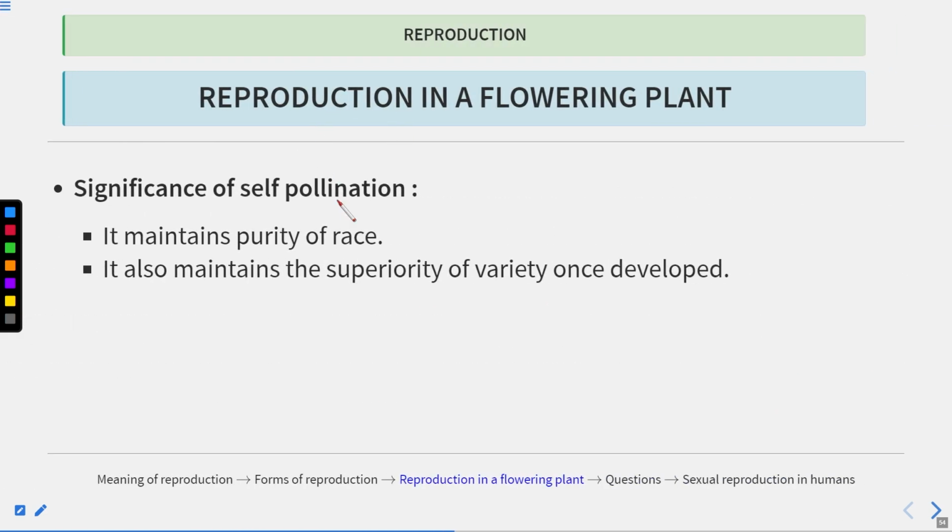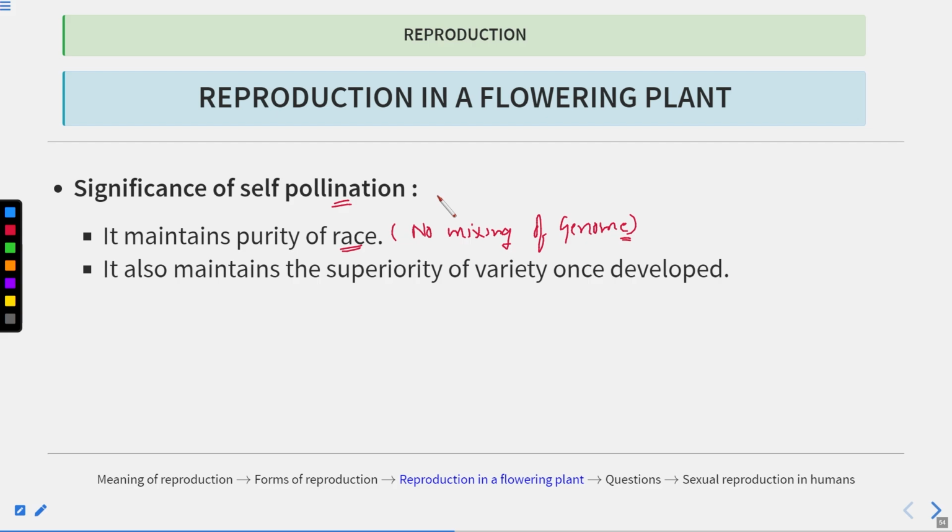Now let's talk about the significance of self-pollination. First, it maintains the purity of the race, because here there is no mixing of the two genomes. That's why the purity is maintained, because there is no mixing of the genome or the genes.